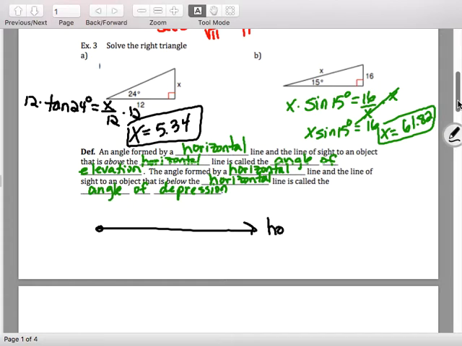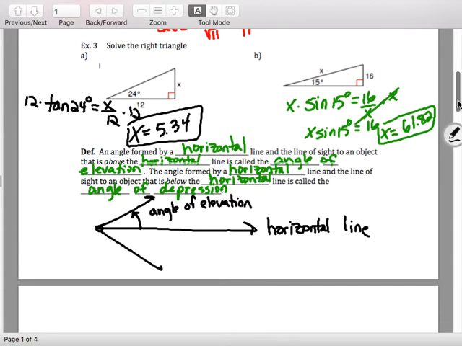If this is my horizontal line, an angle of elevation is from a horizontal line looking up. And the angle of depression is from the horizontal line looking down. And I know that we did this in Algebra 2 last year.